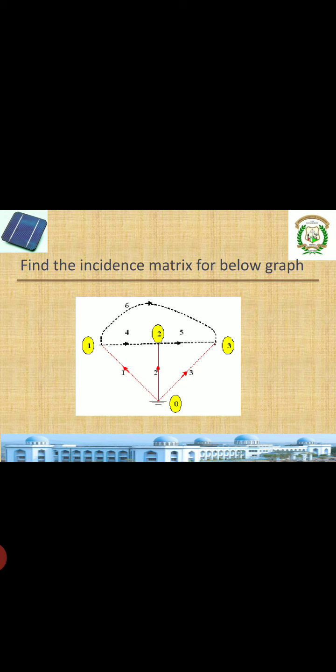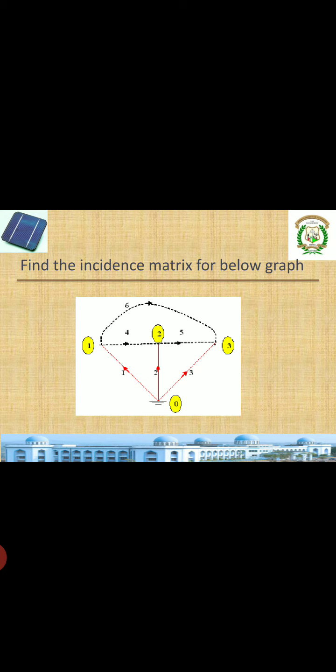This is the tree we saw in the previous class. You came across this tree and drew it from the single line diagram. In this graph, we have 6 elements and 4 nodes including one reference node. The reference node is taken as 0 and the remaining nodes are 1, 2, 3, as you can see in the figure. Elements 1, 2, 3 are connected to the ground node and 4, 5, 6 are connected between the other nodes.